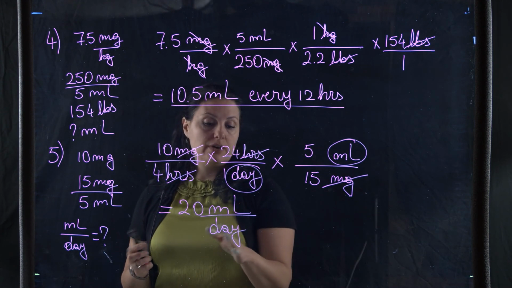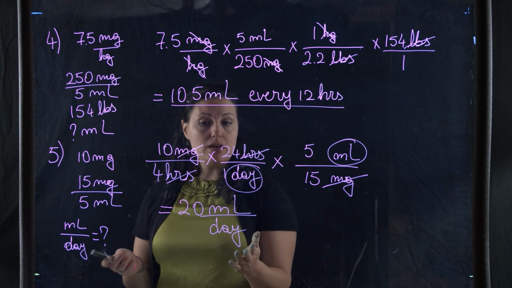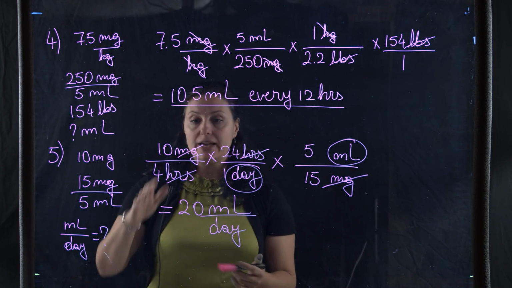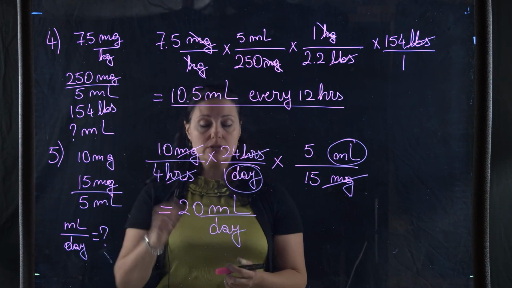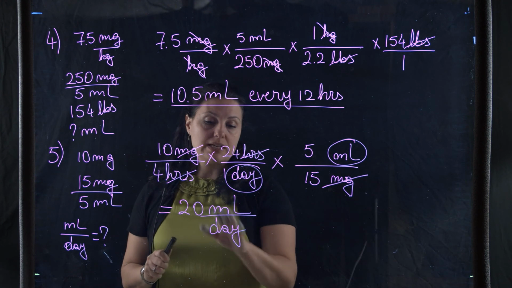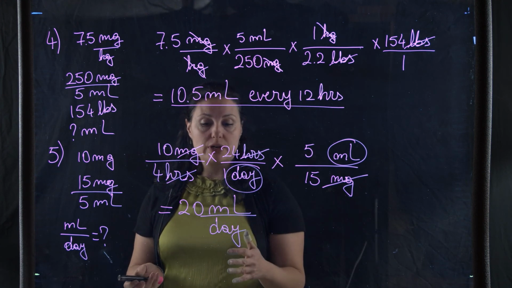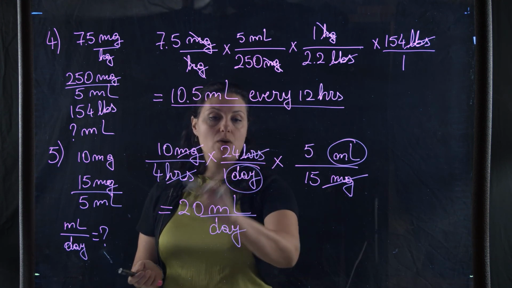If we didn't need per day, we could have stopped at just milliliters every 4 hours. But because it wanted us to calculate it in milliliters per day, we had to convert the hours to days as well.